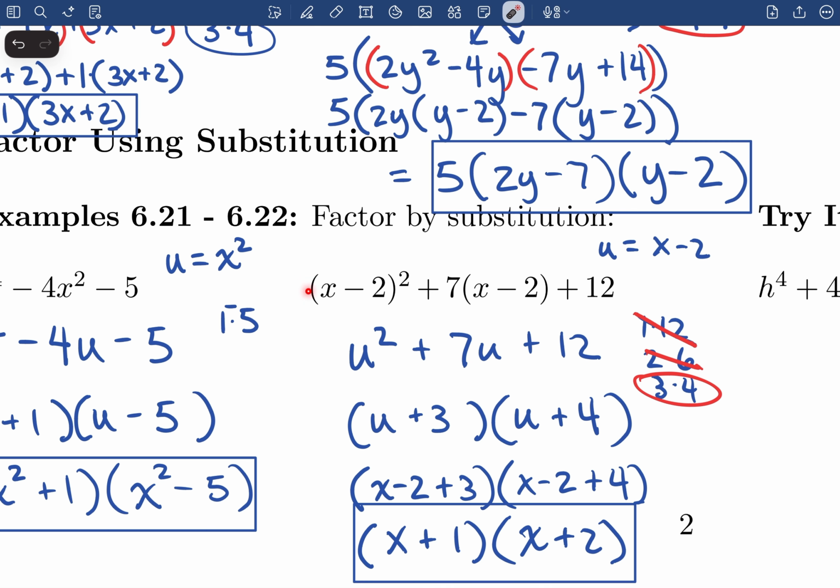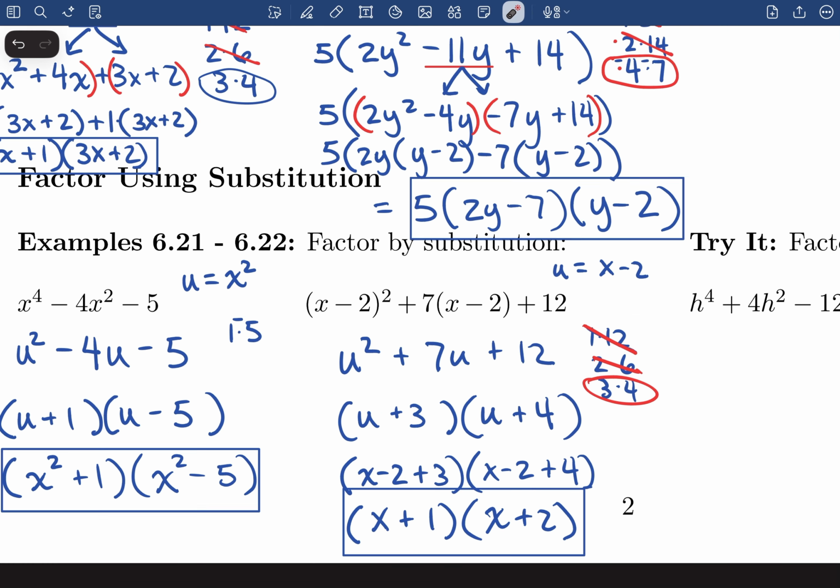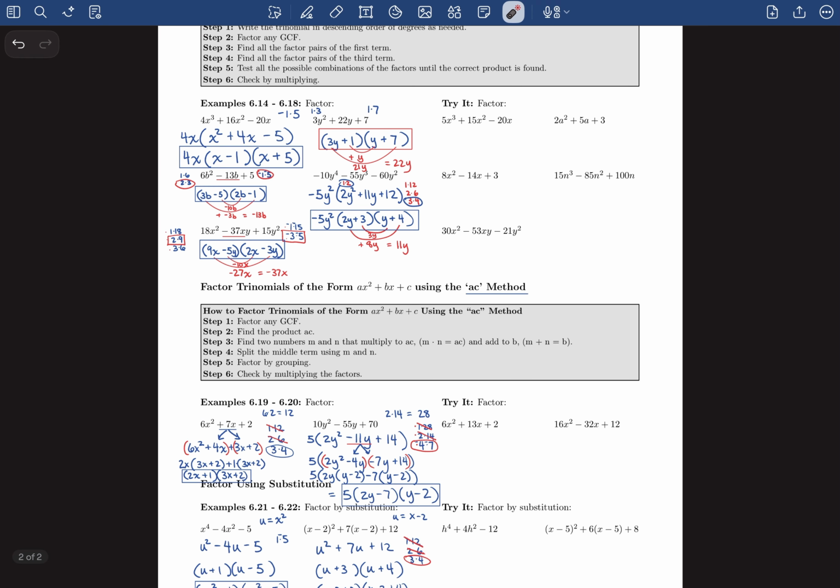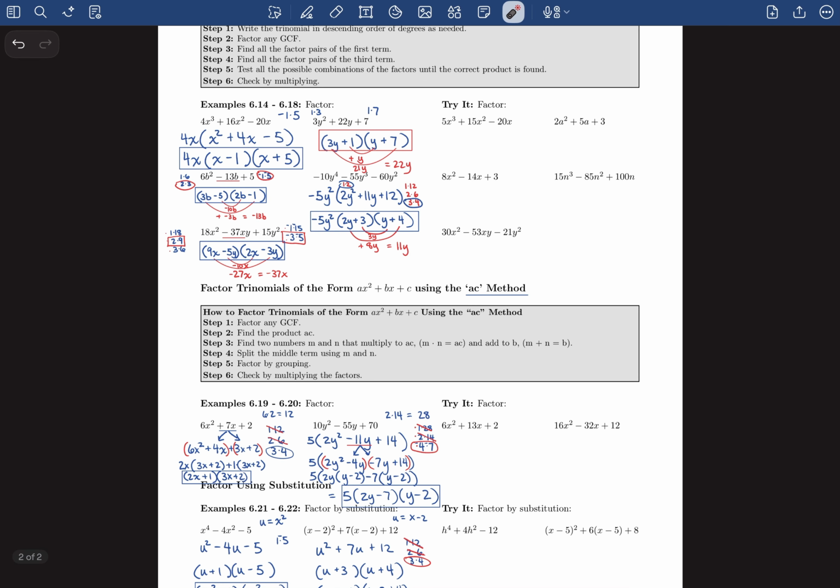So when I have this, it seems really complicated, but if I use u substitution, it simplifies so that I can factor easily. Then I get rid of the substitution that I did, replacing back what I originally had, and now I can finish the factoring. Okay, so there you go. We have just talked about factoring trinomials, and we talked about a lot of different scenarios that you would come across as you factor those trinomials.